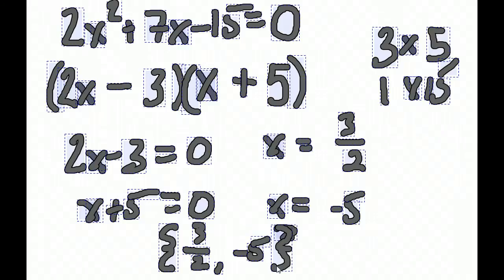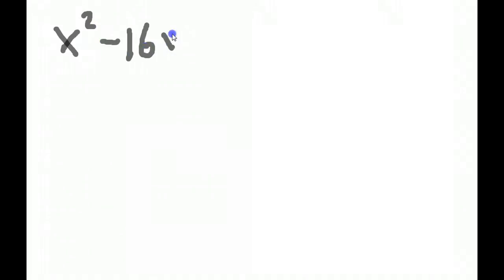All right. Now there are times when you get a double root. The name is a little bit deceptive. A double root means that you actually only have one answer. So double root means it lands on the same spot, like in the case of x squared minus 16x plus 64 equals 0.